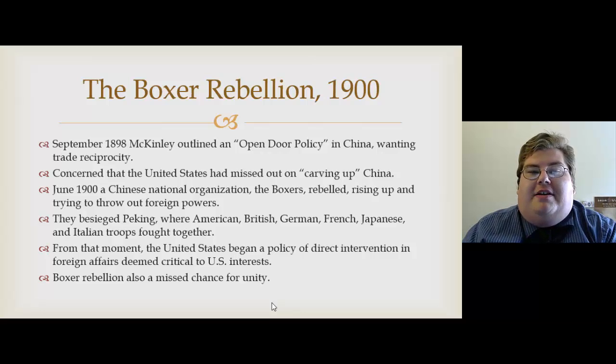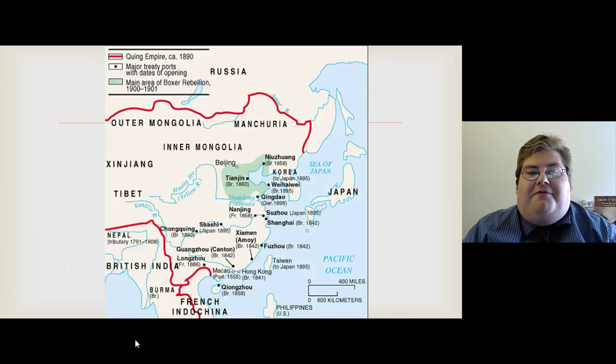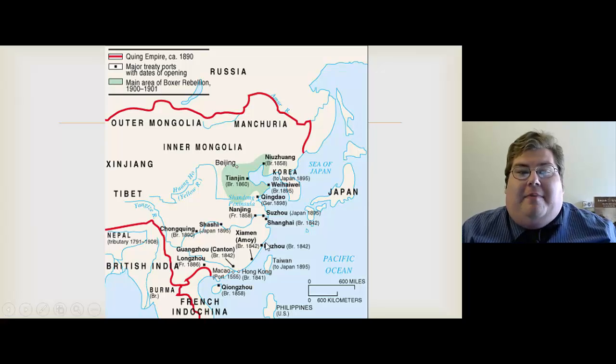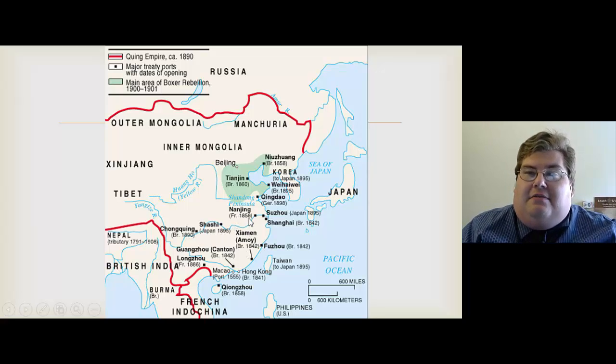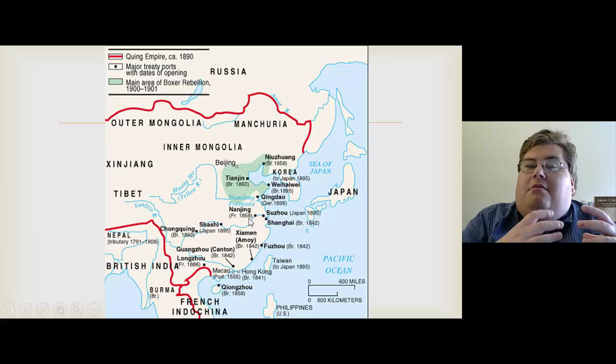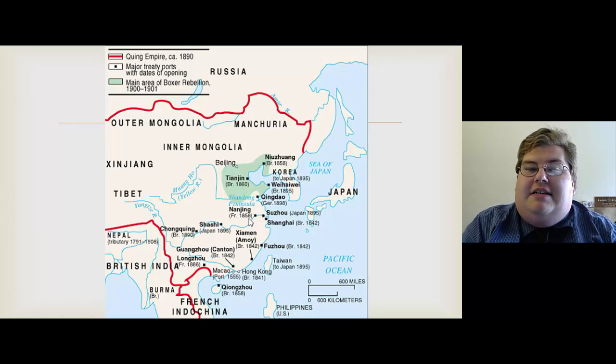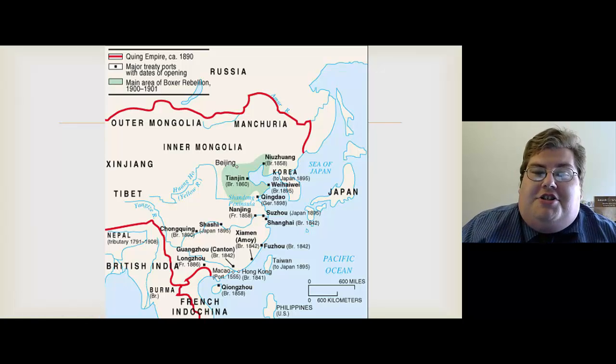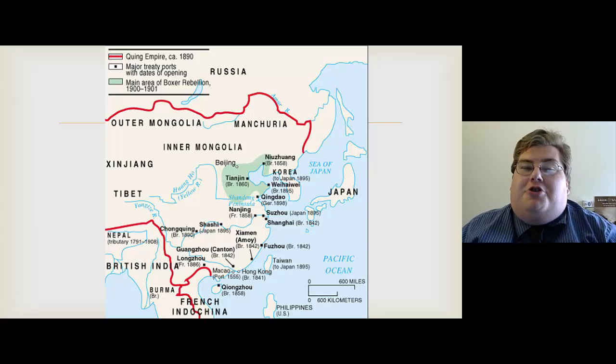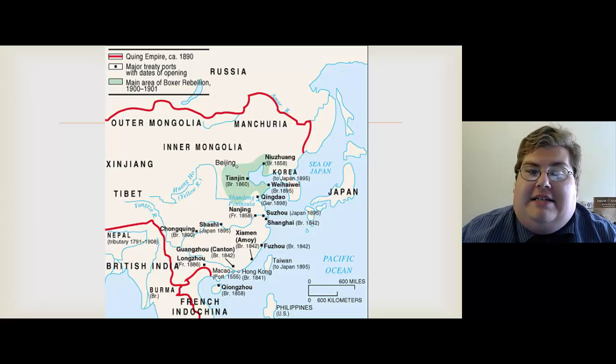No. But then in 1900, a Chinese nationalist organization, the Boxers, rise up with an idea to throw out all of the foreign powers. If you look at this map, look at all the big cities. These, in parentheses, are when nations literally bought these cities. Tianjin, Britain, 1860. Qingdao, Germany, 1898. Shanghai, Britain, 1842. Nanjing, France, 1858. Shashi, Japan, 1895. Over and over and over.